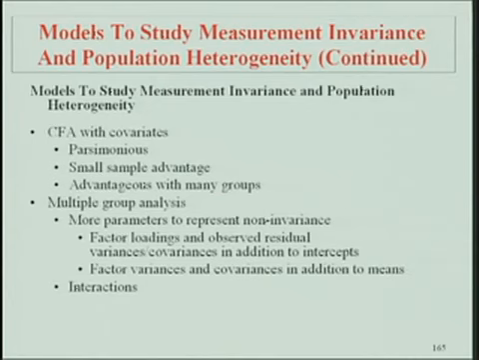Multiple group analysis is advantageous in the sense that it has more parameters to represent non-invariance, so it's a richer modeling framework. What it adds is that we can deal with testing invariance of factor loadings and observed residual variances and covariances in addition to intercepts, and factor variances and covariances in addition to means. And we'll make this very clear, how these 2 sub-bullets expand on the CFA capabilities.